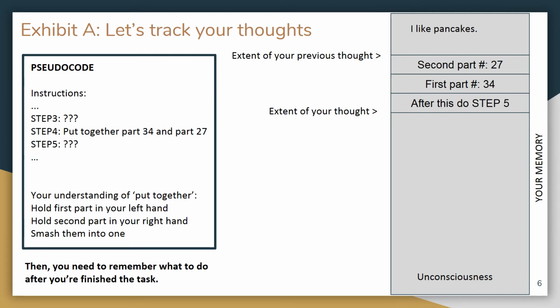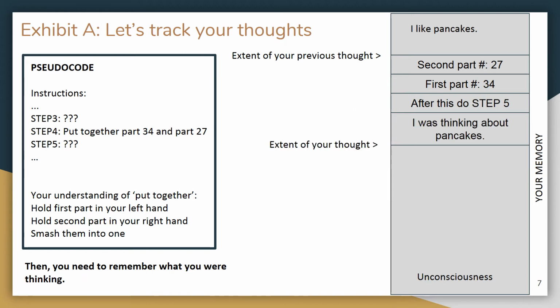The next thing I want to do is remember where I was in the instructions, because very shortly I'm about to turn my attention to the parts to put together. So I might forget where I am in the instructions, and I don't want to forget. So I'm going to make a mental note to myself that after I'm done putting the parts together, when I come back to the instructions, the next step I want to do is going to be step 5. And notice that because I'm remembering another thing, the extent of my thought is now a little bit more. I have to remember a bit more.